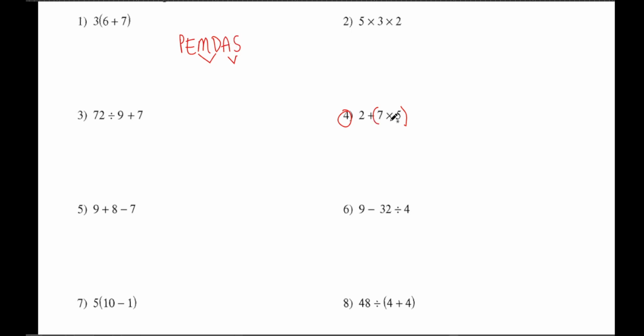All right? But right here, you got multiplication, so you do the multiplication first. So that would be what? 35. And then this is 2 plus 35, which is 37, and that's your answer. We good with that? Let's do another one.